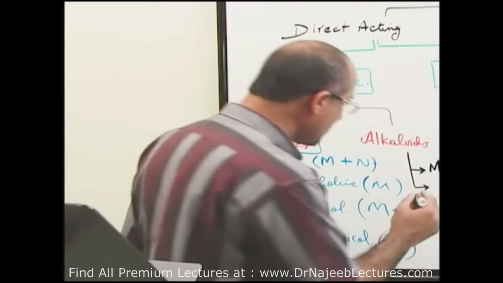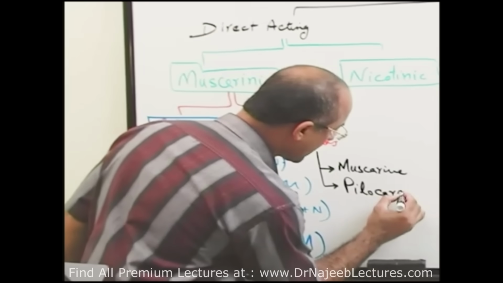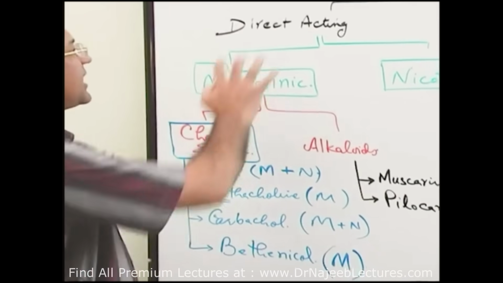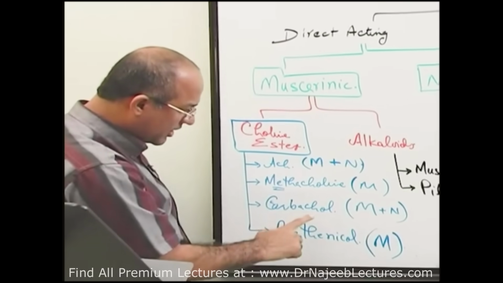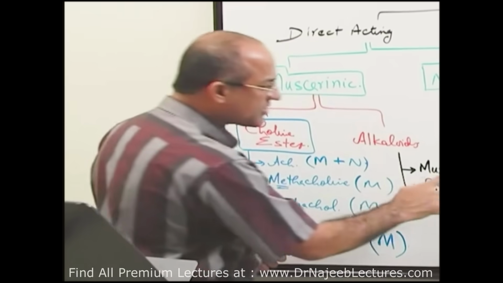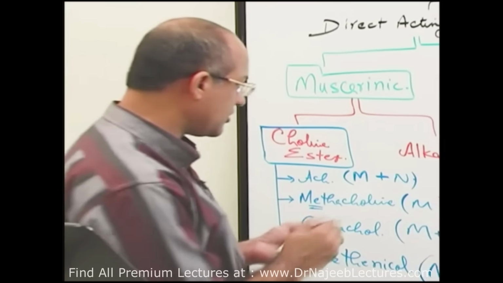Pilocarpine. Have you heard of pilocarpine? So these are direct acting, dominantly muscarinic drugs in which methacholine, carbachol, bethanechol, they are choline esters, and muscarine and pilocarpine, they are the alkaloids. Is that right?